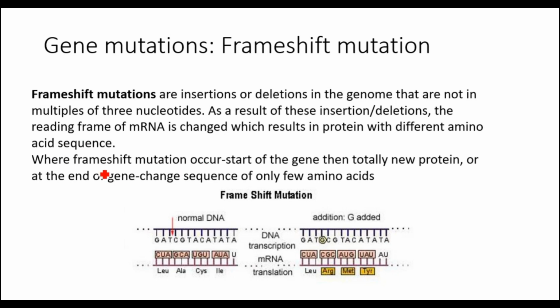So if a frame shift mutation occurs at the start of the gene, it will produce a totally new protein. Or if it occurs at the end of the sequence, there will be a change of only a few amino acids. Over here we have an example: if it occurs at the start, then a totally new protein is produced. And if it occurs at the end, then there will be a change in only part of the amino acid sequence.